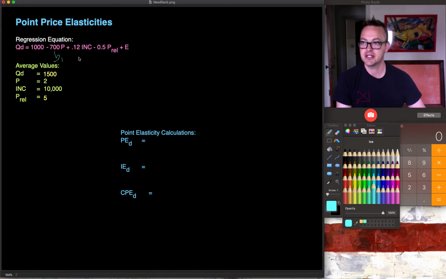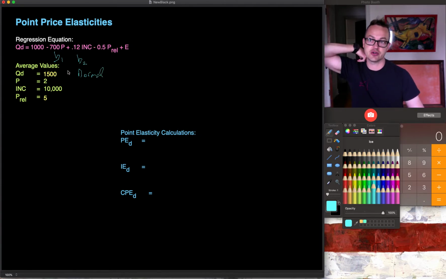Okay, beta 2 here is positive 0.12. This is the relationship: if income goes up $1, how much is quantity demanded affected? Well, this is positive. Since beta 2 is positive, that means if income goes up, your quantity demanded goes up, holding everything else constant. This is suggestive that this is a normal good. Okay, so the good that we are studying here is a normal good.